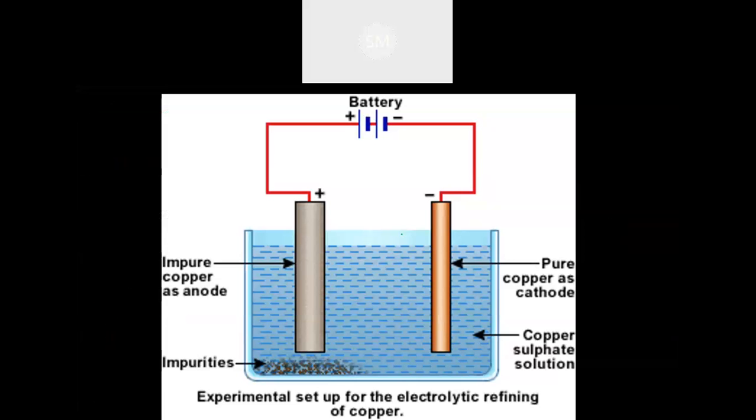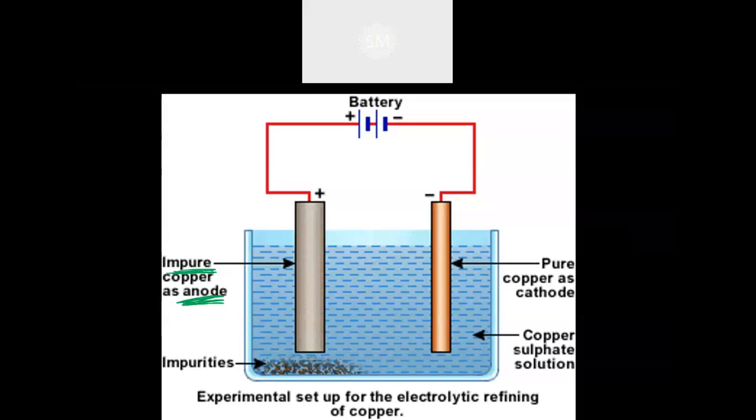This is how it will be. If you are representing this, on one side we have taken the pure one, and on the other side the impure one. This side, you see, the impure one is maintained as the anode, and the pure one is taken as the cathode. Everything is taken in copper sulfate.